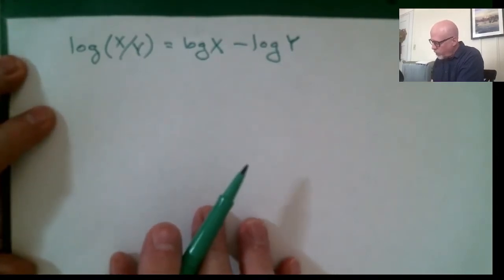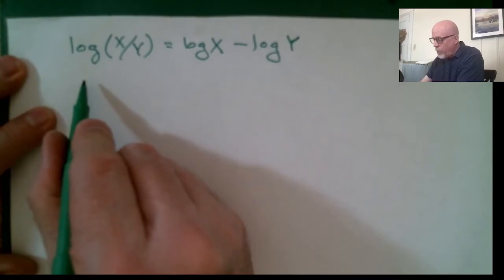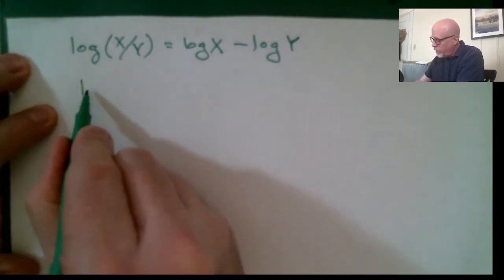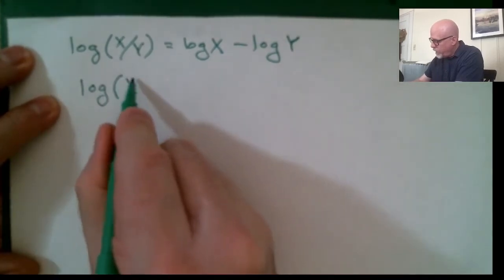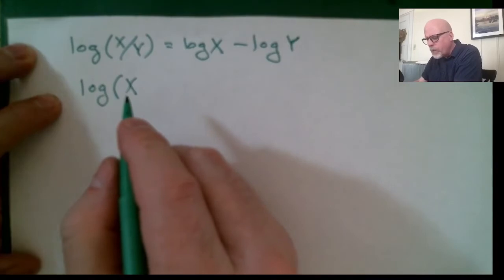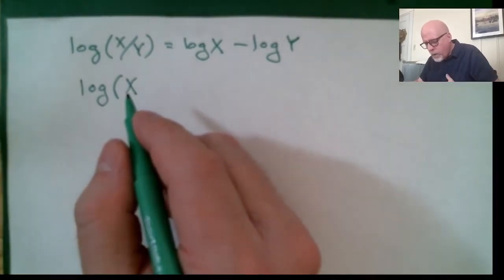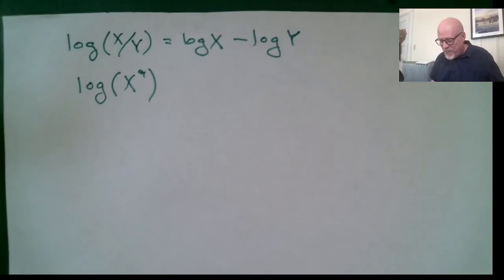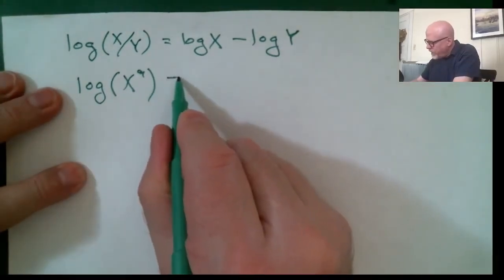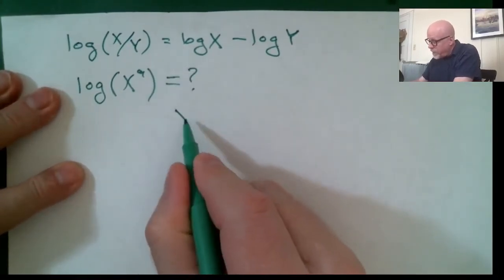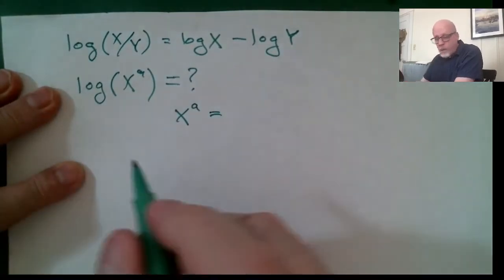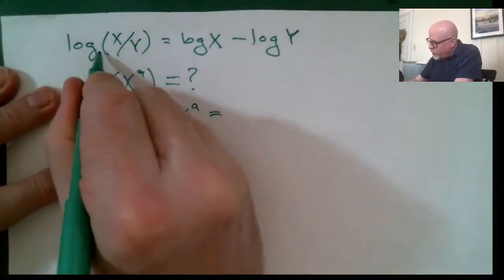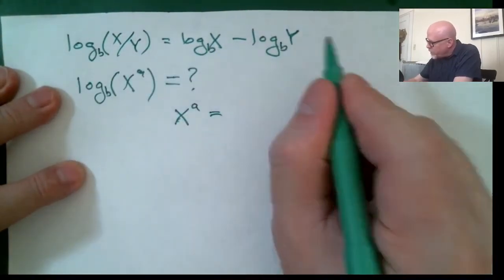There is another rule that we're going to be asked to look at, which is how do you deal with powers inside of logs? So if you have the logarithm of x to the a power, I'll use a for this because we haven't used a yet, but b is in use. So I just want to watch out for what letters I've already used. To figure out the logarithm of x to the a, ask yourself, what is x to the a? I'm using the same convention as before, and these logs are all base b again.